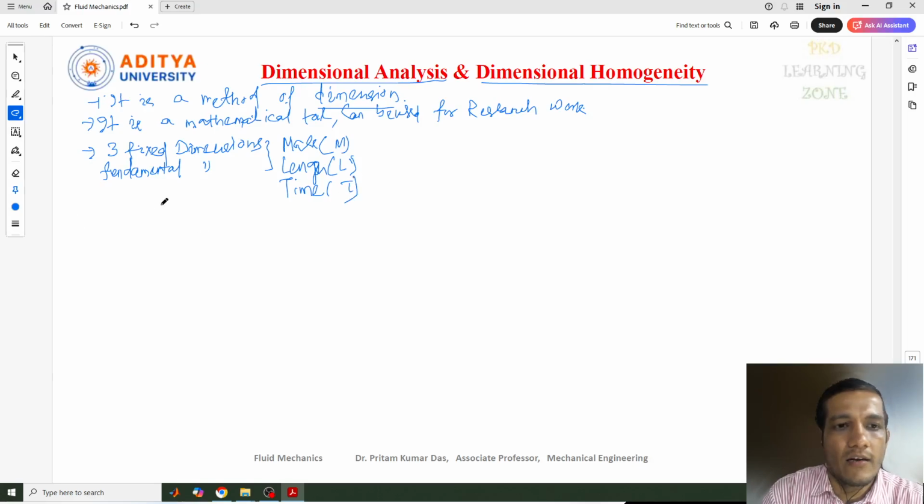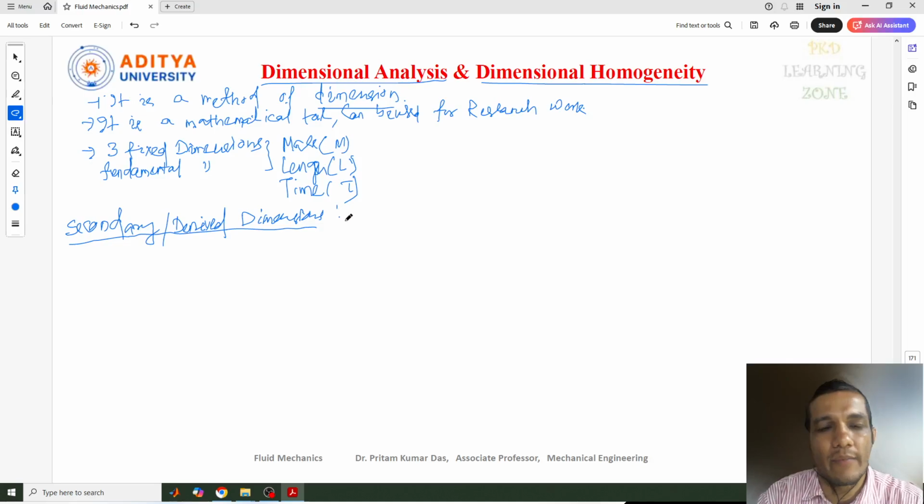And the remaining dimensions are derived from the fundamental dimensions, and those are called secondary, or derived, dimensions. Why are they called secondary or derived dimensions? Because all the remaining dimensions are derived from the fundamental ones. That's why they are called secondary dimensions or derived dimensions. So what examples can be taken of secondary and derived dimensions?